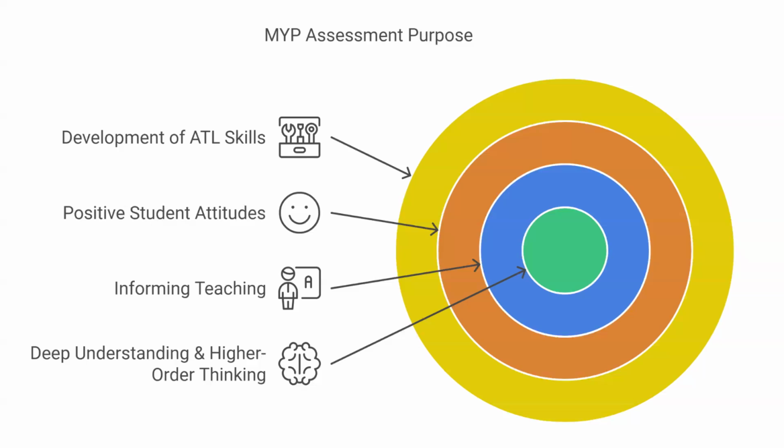All these curricula as well as activities should help in the development of the ATL skills. Second purpose of the MYP assessment is to inculcate positive attitudes in our students. The third main purpose is for informing teaching so that we know that students have understood what we have taught, and therefore we will have some assessments which are for learning. That means it is for the teachers to know how much your student has understood what you are trying to teach, and also assessment of learning to understand how much the students have understood. So that would be a summative assessment.